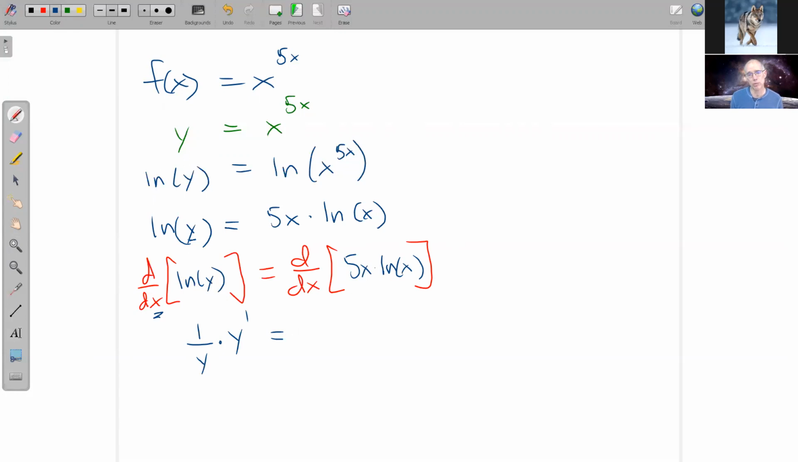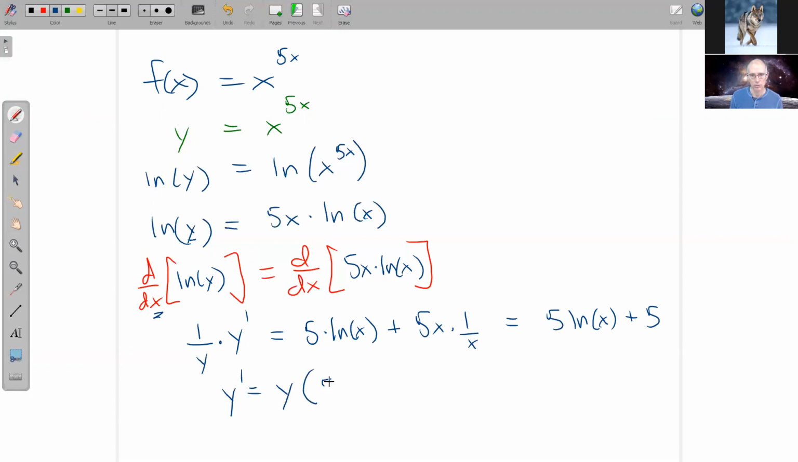On the other side, I have to apply the power rule. So the derivative of 5x is 5. The product rule: times the natural log of x plus 5x times the derivative of the natural log of x, which is just 1 over x. And that cleans up a little bit because the x's divide out in the second part. So I get 5 natural log of x plus 5. To solve for y prime, which is what I want, I just multiply y to the other side. So y prime is y times 5 natural log of x plus 5.